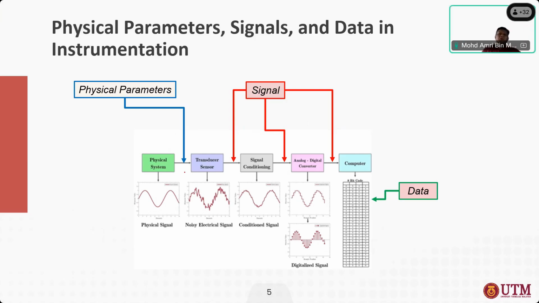So you can see that in the physical system, the signal may vary continuously. Then when we convert the physical parameter using sensors, the signal coming out may not be as smooth as the physical parameters. The signal may be enveloped with noise, and this noise may be introduced by many factors, even from the internal system or from the sensor itself.